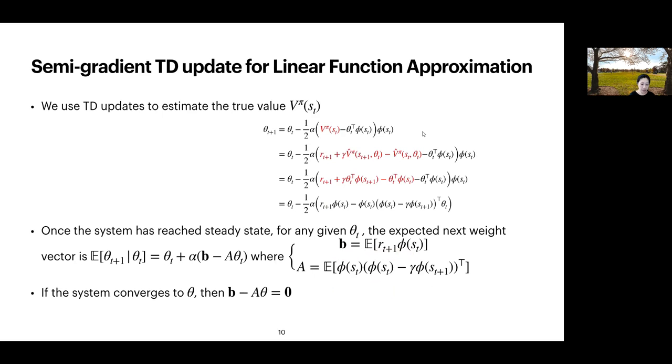What's really interesting is that once the system converges to theta, then B minus A theta will be zero. Okay, I'm going to pause for another 7 seconds for questions.